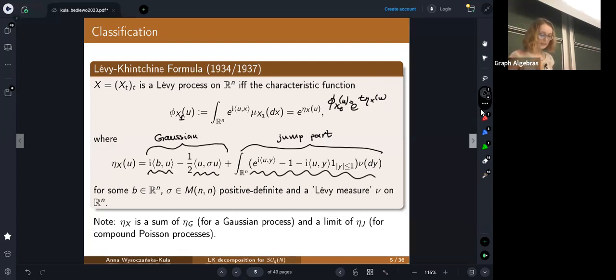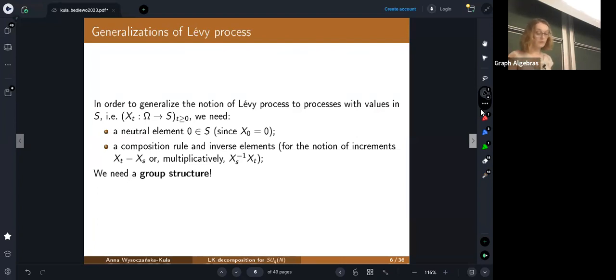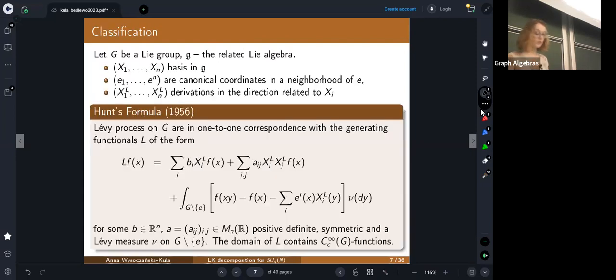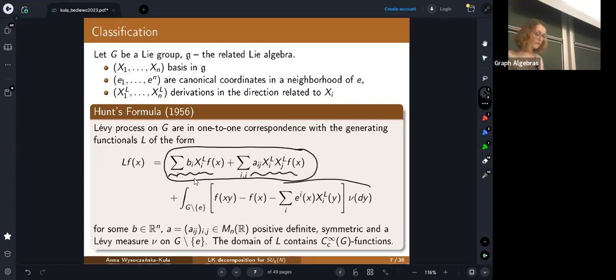Thank you for pointing that out. Okay, so now we can generalize the notion of Lévy process to have values in different objects, but this object has to have a group structure. For instance, in 1956, Hunt proved an analog of the Lévy-Khintchine formula for Lévy processes on Lie groups, which, you don't really need to follow all the details, but you can see that the behavior is more or less similar. So the generating function of a Lévy process has a linear term, a quadratic term, and an integral over some measure. And again, if we study it in more detail, this part is related to the Gaussian process, and the remaining term is related to the compound Poisson process. So we see the same kind of decomposition of the generating function.